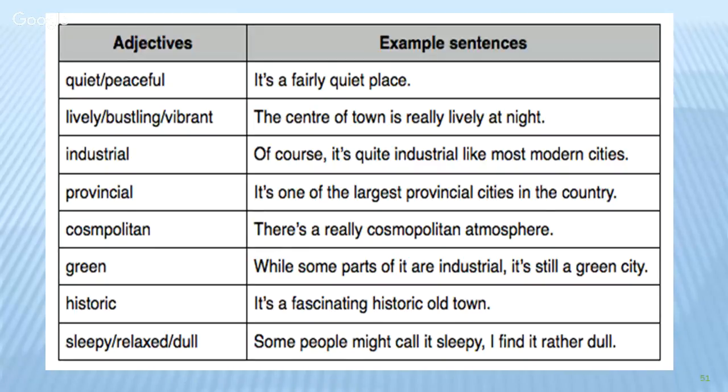Provincial means a little rural, a city that is like a rural village. Cosmopolitan: there's a really cosmopolitan atmosphere. Green: while some parts of it are industrial, it's still a green city. Green means we are talking about non-polluted. Historic: it's a fascinating historic old town. Sleepy, relaxed, or dull: some people might call it sleepy. I find it rather dull.